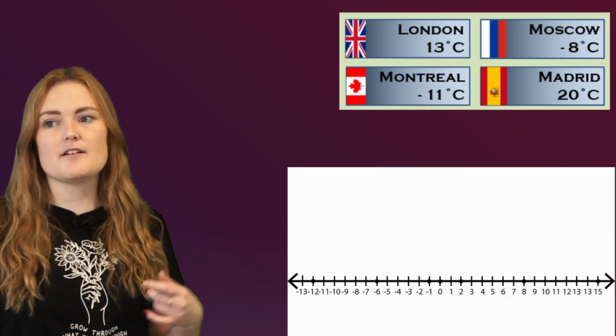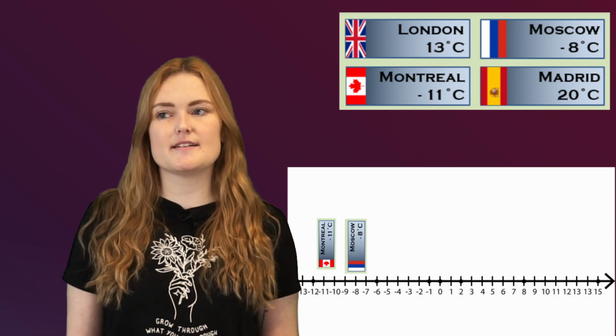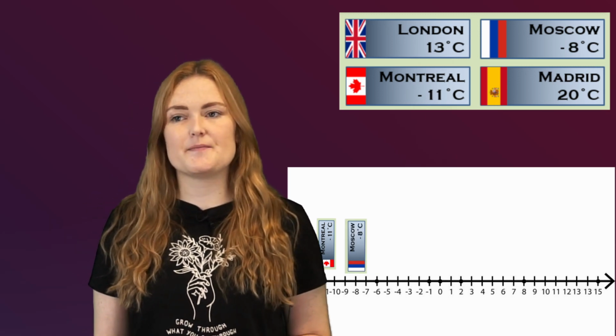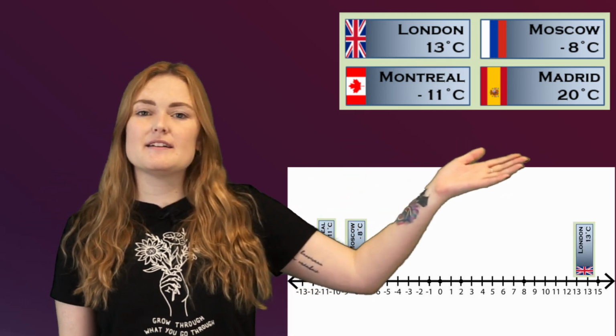So we need to look for the biggest negative number, so the one that is furthest down the number line. So here we have minus 11. That would be the smallest because it's the coldest. Then it would be minus 8. Then into the positives would be 13, and then the biggest would be 20.